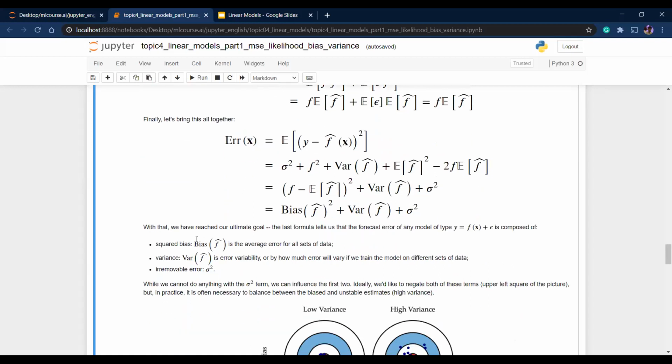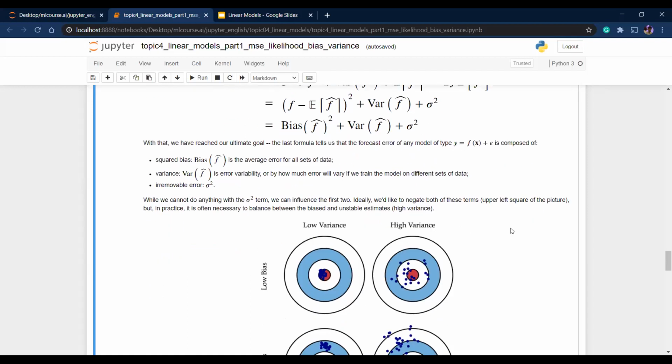Another explanation: the bias of f hat is the average error for all sets of data. Imagine you have different subsets of data, and if you get these scores on all the data, what's the average error? That's the bias value. Variance is the error variability. How much does the error vary from the true error if we train and test on different subsets of data? You have the average error, the mean error, and variance is, if you train on one set of data, how much the error from that training process differs from the mean error. And what we want is a good enough balance between the bias and the variance.